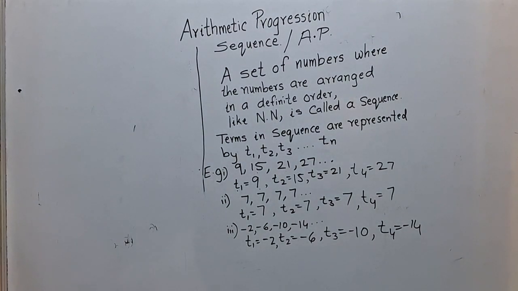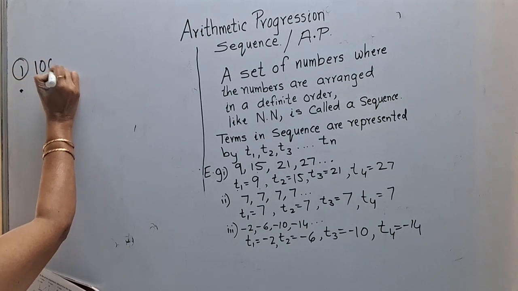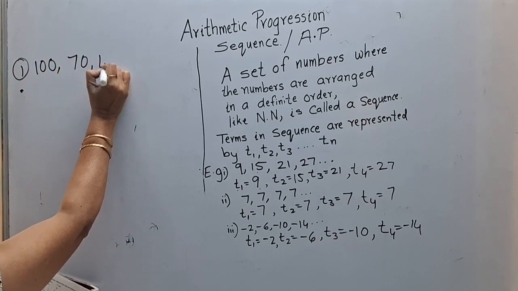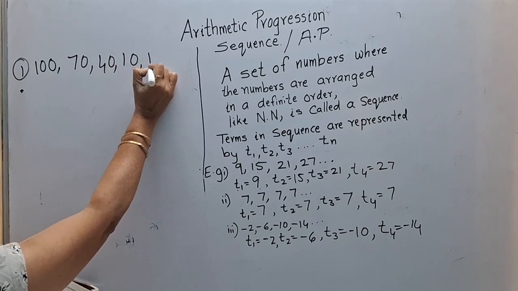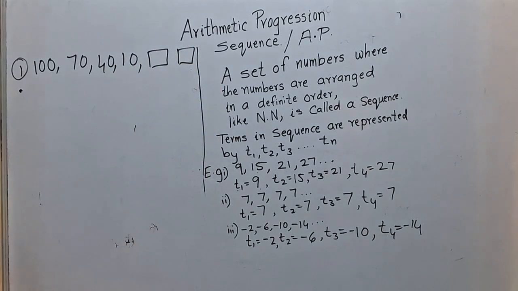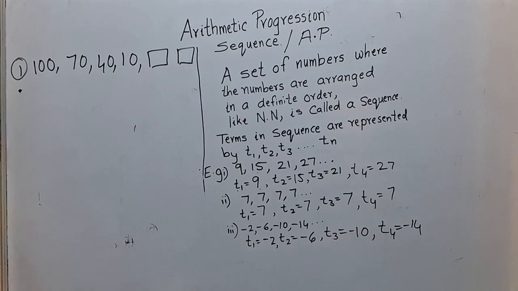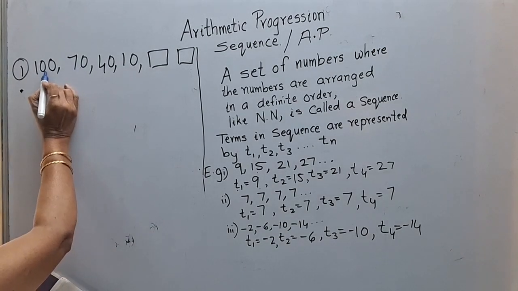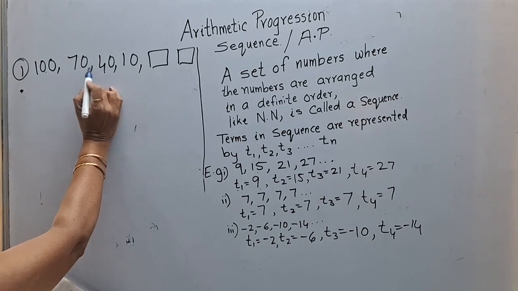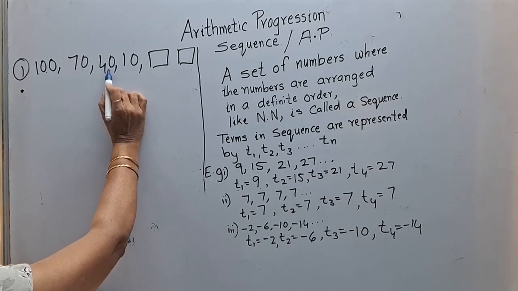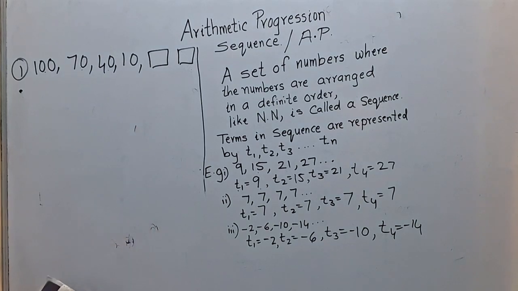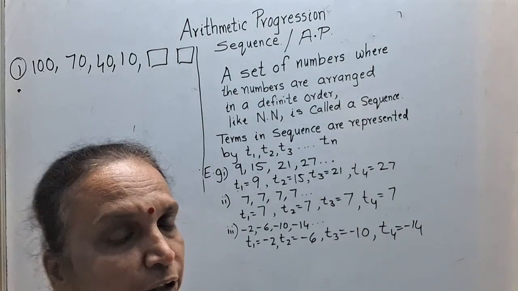Now for example, suppose I have a sequence 100, 70, 40, 10, and they have asked you to find the next 2. So this is a sequence and they have asked you to find the next terms. If you see the difference again, 70 minus 100 is minus 30, 40 minus 70 is minus 30, 10 minus 40 is minus 30. In short, you are adding minus 30 to get the next term.